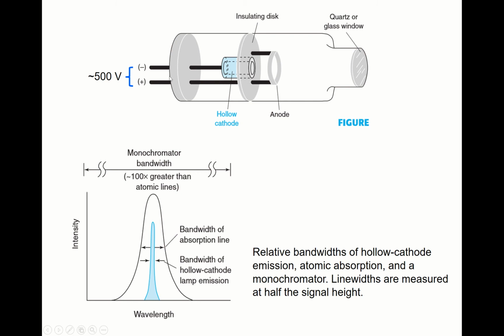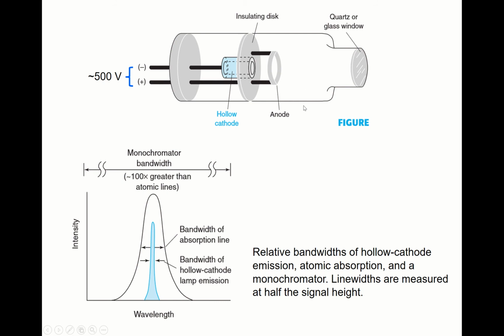This is the structure of a hollow cathode lamp. It has two electrodes. This one is the cathode, called the hollow cathode. This hollow cathode is made of the element of your interest. Then you apply about 500 volts between cathode and anode. And this is the anode, here is the insulating disc, and this is a quartz or glass window.